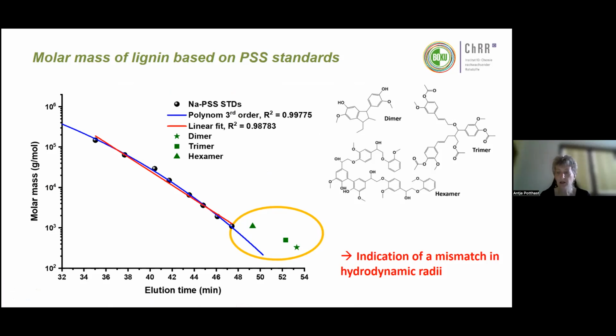So what you see here is the polystyrene sulfonate standard. These are the black dots here on our classical column. And then we have here a couple of real lignin dimers, trimers, and hexamers. Here you have the structure. And you see they are really off this calibration line. So this is a clear indication that we have a mismatch in hydrodynamic radii. You always have to keep in mind this is a logarithmic scale. So the error we are making is kind of large.